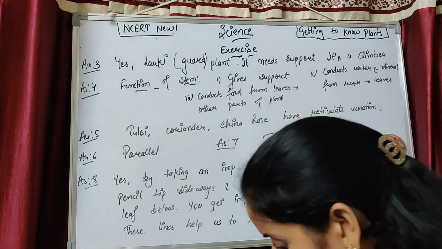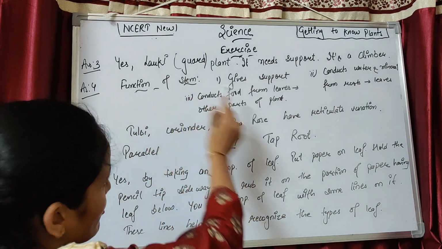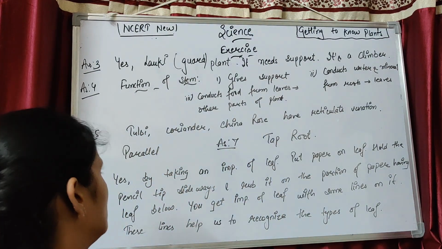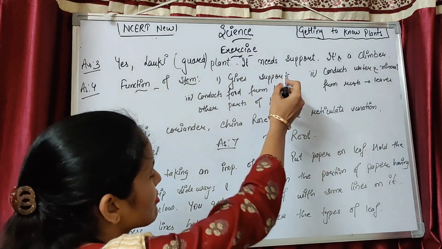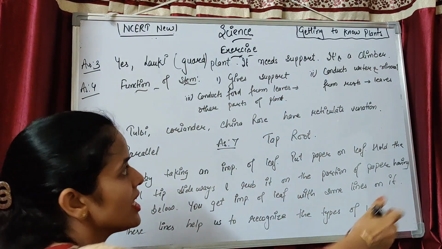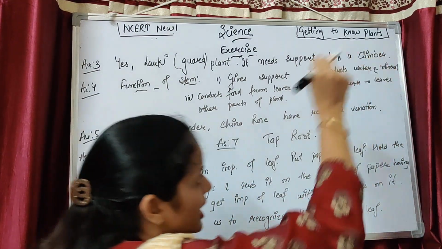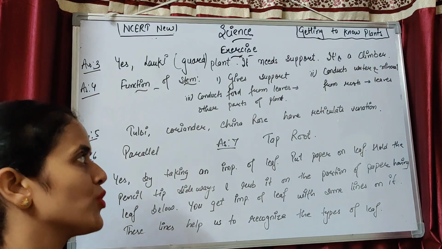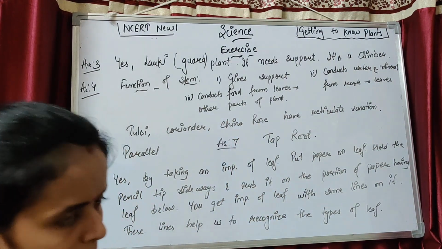So question number 4. What is the function of a stem in a plant? Functions of stem I explained in the last video also, but yes, again I am writing the answer. Give support to the plant, conduct water and minerals from roots to the leaves, and conduct food from leaves to the other parts of the plant.